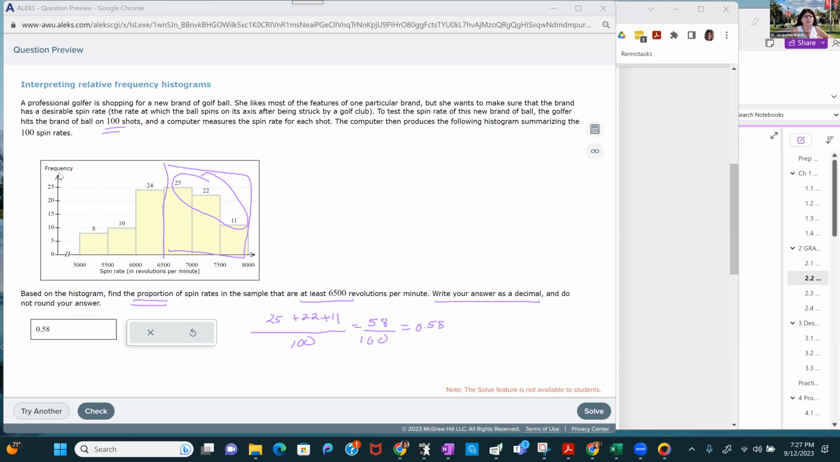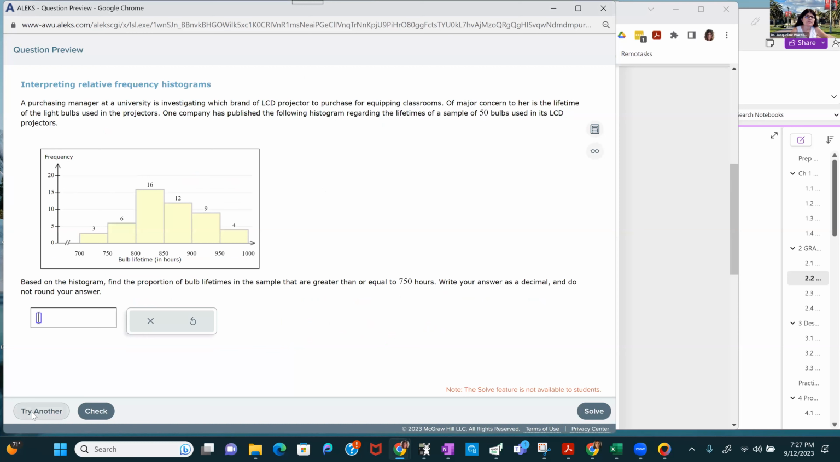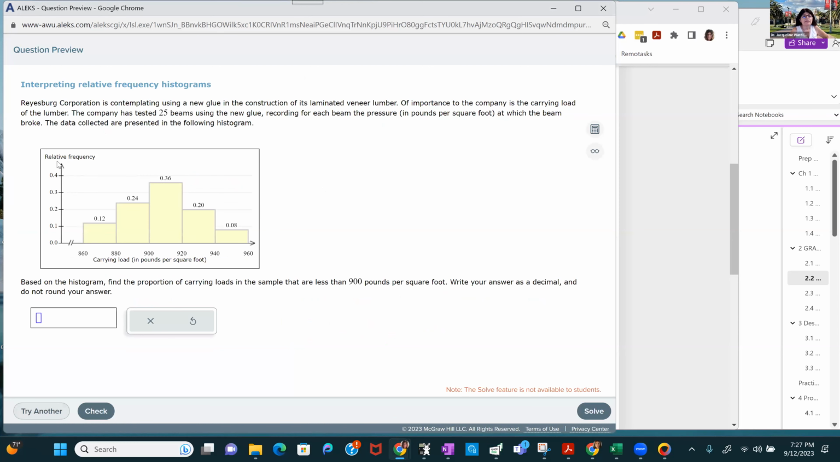And so again, remember, we always need to be careful to read these axis labels to make sure here it's frequency as opposed to relative frequency. You try to find it. This one gives us relative frequency. So now instead of straight up numbers like counts, it's giving us the percents, right? 12% were between here and here, 24% between here and here, etc.